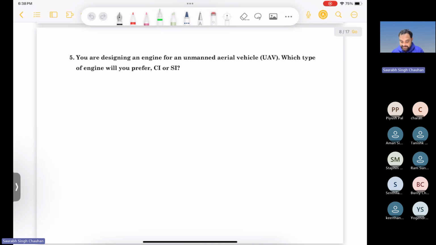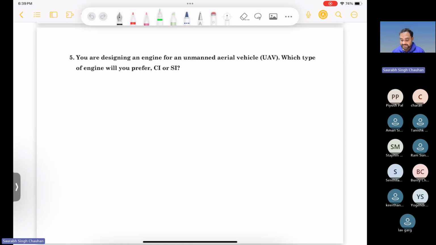Question number 5, it says that you are designing an engine for an unmanned aerial vehicle or UAV. Sometimes these are called drones, right? So which type of engine will you prefer? A CI engine or SI engine? Compression ignition engine or spark ignition engine? Which type of engine will you prefer?